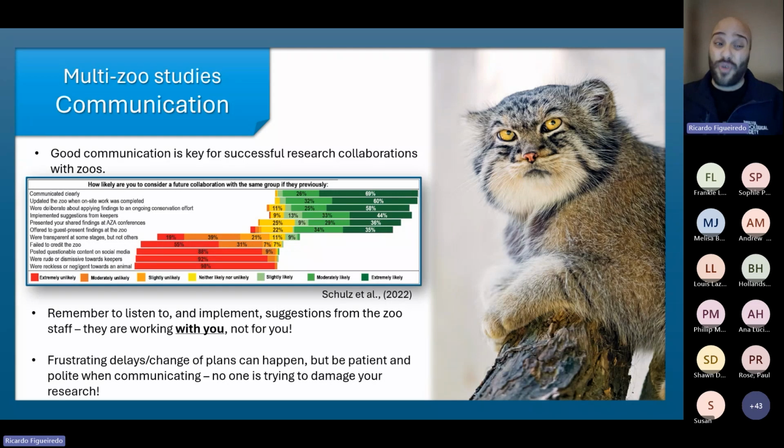It's likely that there'll be frustrating delays, change of plans. They're likely to happen, but try to stay calm, try to be patient and polite when communicating. When these delays happen, I think it's really, really rare or unlikely that those delays will be because zoo staff is deliberately trying to damage your research. Of course not. For the most part, in my case, always, zoo staff that's working with you, they're extremely keen on your project. They're really supportive. They really want to see you and your research project succeed. Also, because they want the findings, the outcomes of the project to inform their management and husbandry practices.